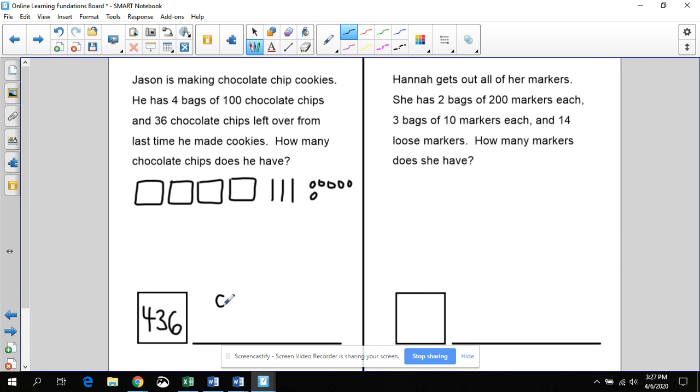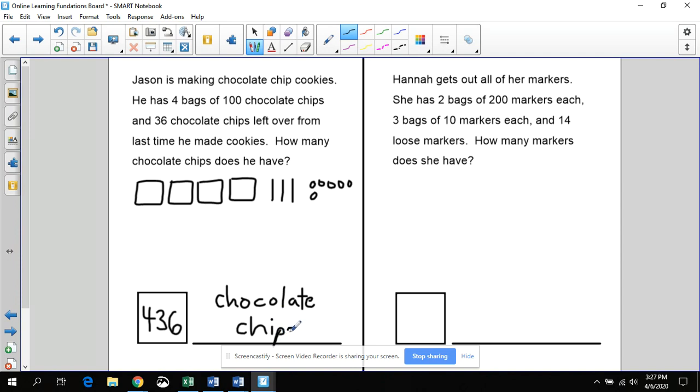If I can't fit it all on the line, I'm going to start my first word up here. And I'm going to make sure that I spell it right because it's given to me. Chocolate is how you spell chocolate. Chips.